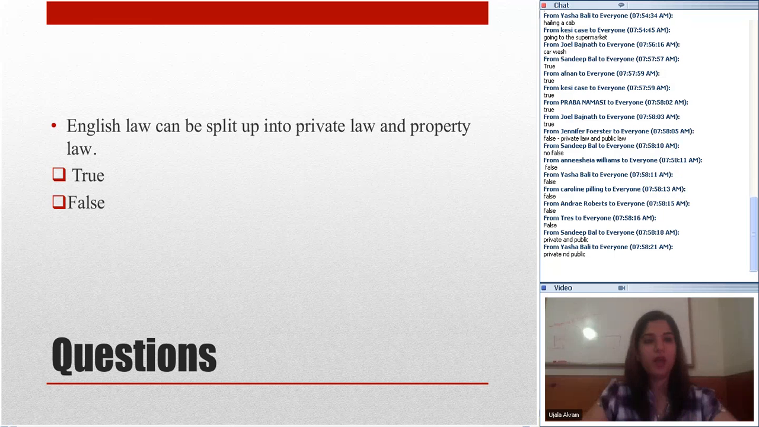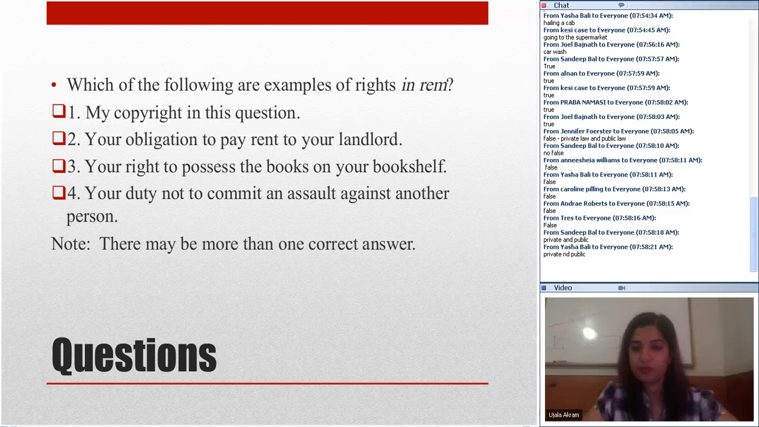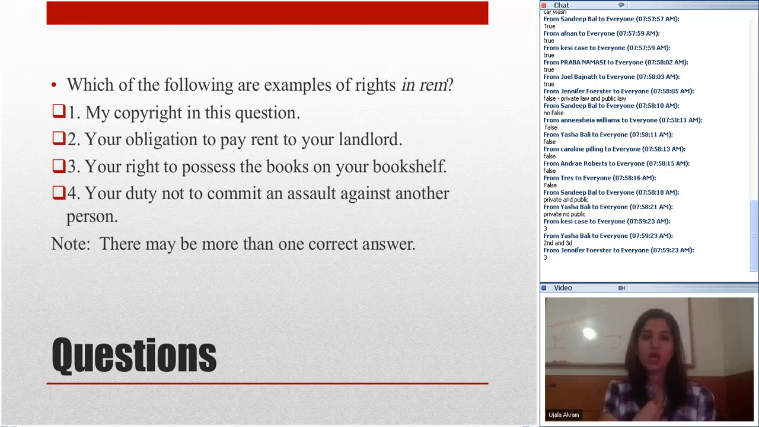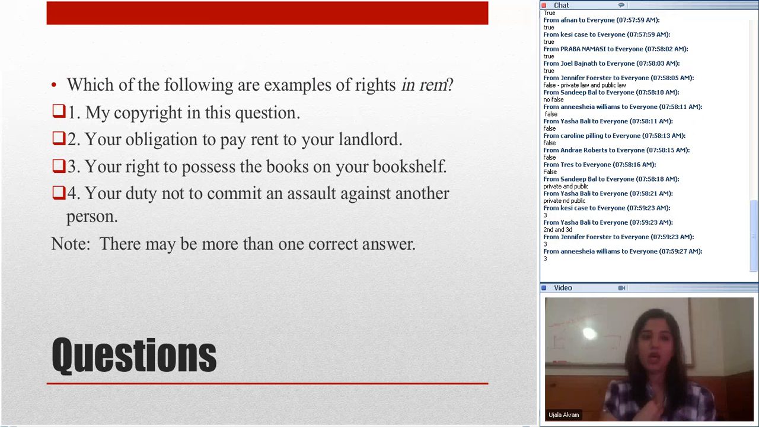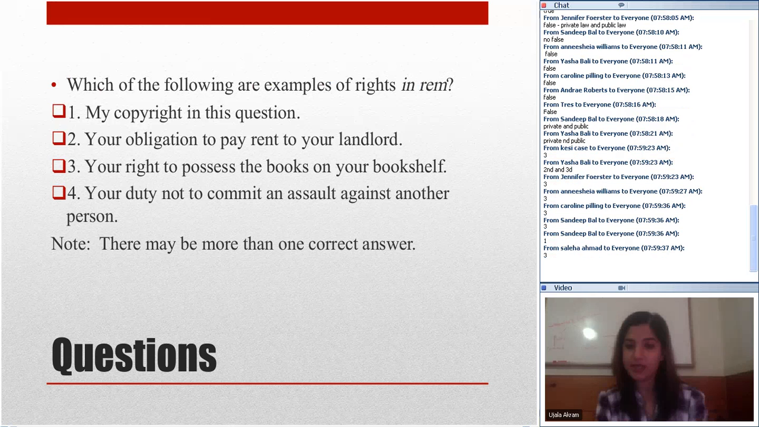Let's see. All right, which of the following are examples of rights in rem? There may be more than one correct answer. One: my copyright in this question, my Ujala's copyright in this question. Two: your obligation to pay rent to your landlord. Three: your right to possess the book on your bookshelf if you've purchased it. Four: your duty not to commit an assault against another person. Which of the following are examples of rights in rem? All right, second and third.